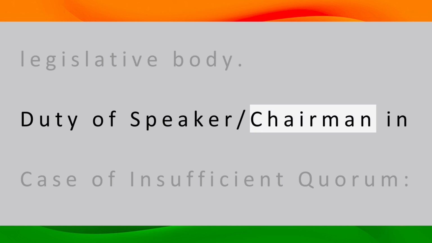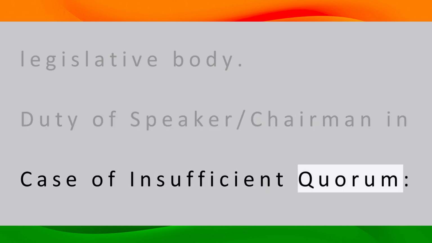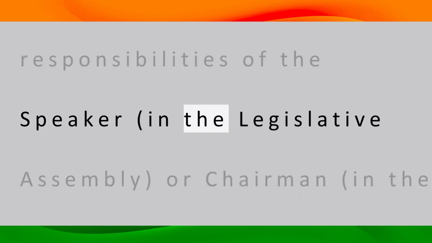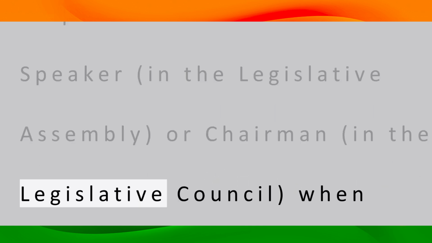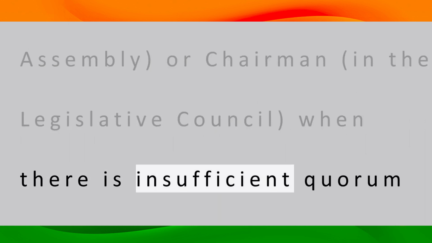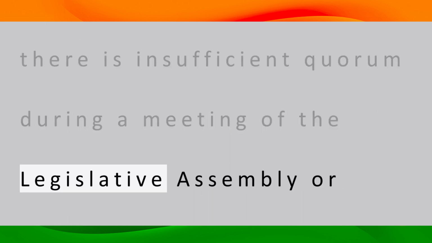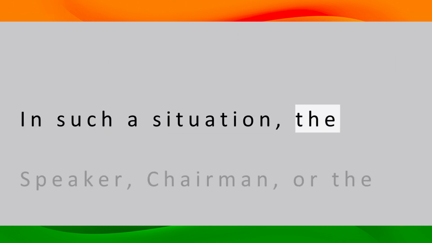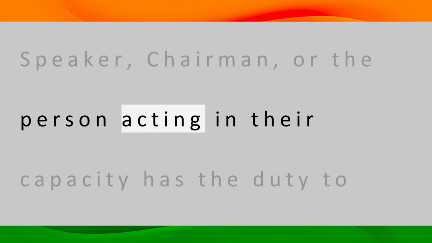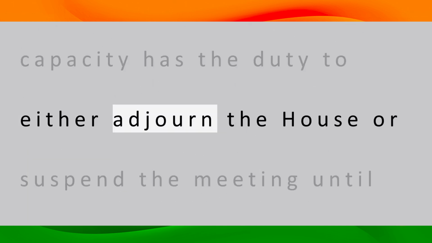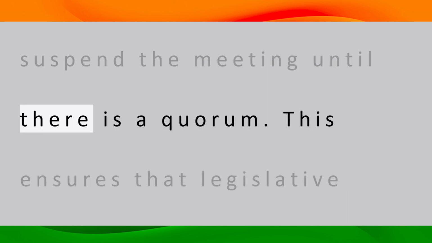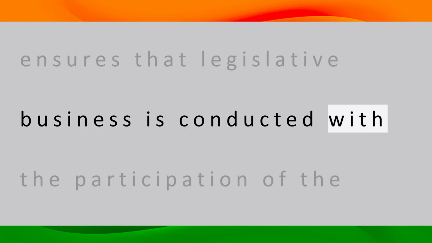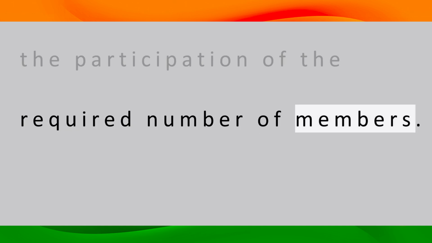Duty of Speaker-Chairman in case of insufficient quorum. Article 189(4) outlines the responsibilities of the Speaker in the Legislative Assembly or Chairman in the Legislative Council when there is insufficient quorum during a meeting of the Legislative Assembly or Legislative Council of a state. In such a situation, the Speaker, Chairman, or the person acting in their capacity has the duty to either adjourn the House or suspend the meeting until there is a quorum. This ensures that legislative business is conducted with the participation of the required number of members.